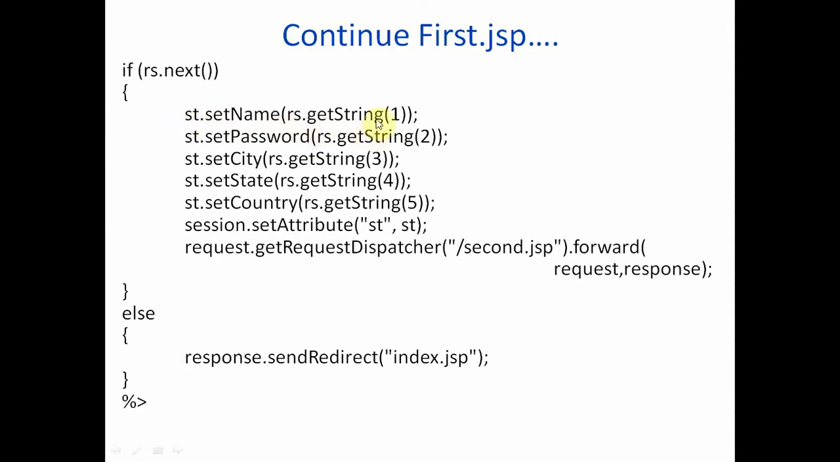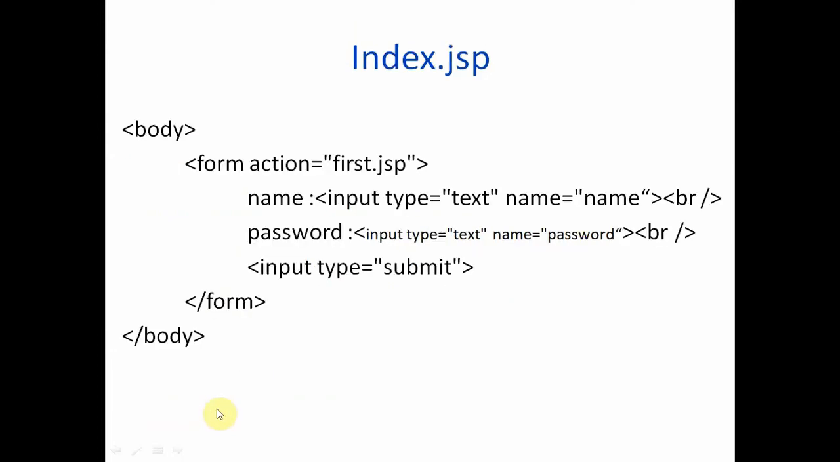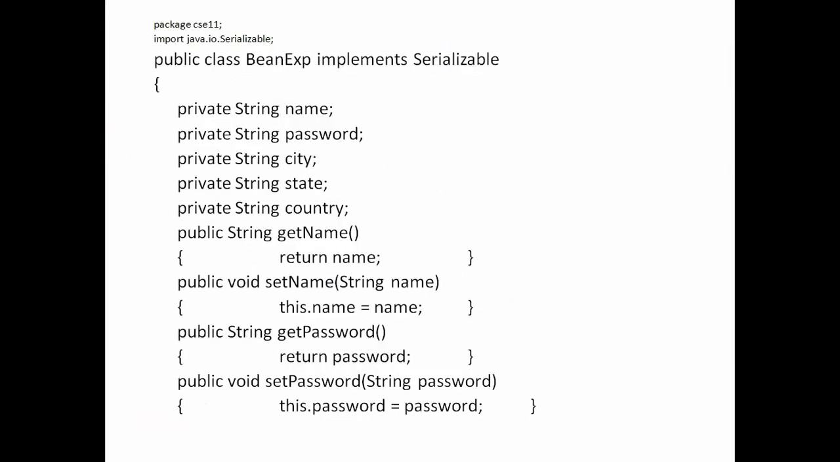st.setName rs.getString. तो अब यहाँ पे क्या हुआ, वी हैव रिटर्न हियर st.setName. नाउ व्हाट इज st, दिस इज rs, बट वी आर राइटिंग हियर st, st इज द ऑब्जेक्ट ऑफ bean example क्लास. So it means we are using this bean example class, means if we will collect all these five variables, so we will start this function, set name function.